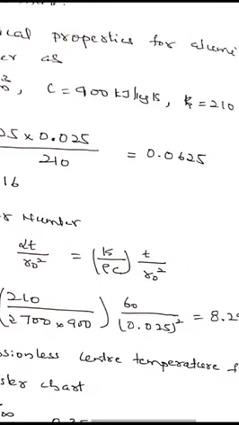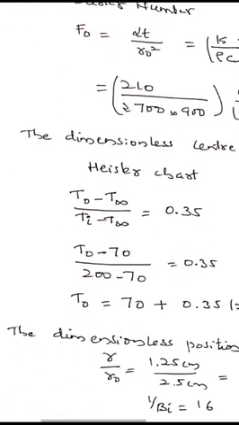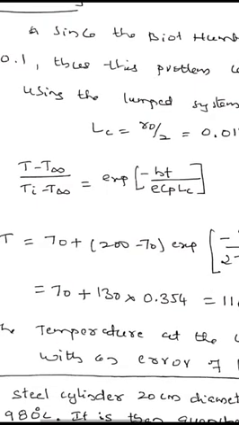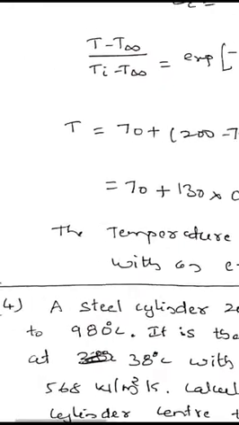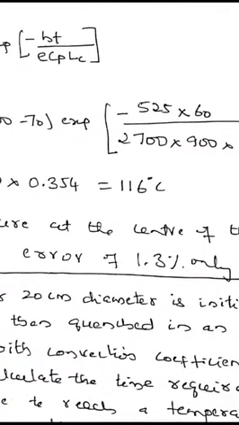Alternatively, since the Biot number is 0.0625, which is less than 0.1, we can solve this problem also by using lumped analysis. We get the center line temperature after using the lumped analysis as 116 degrees centigrade.